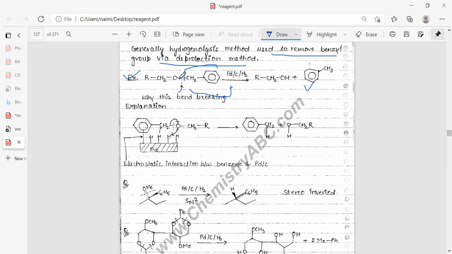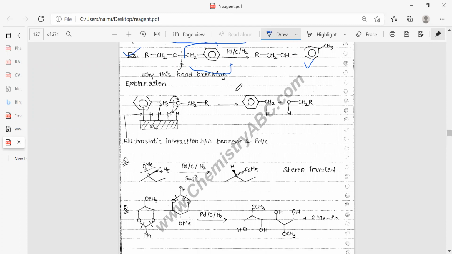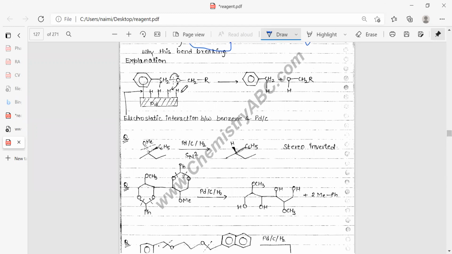Okay, so this C-O bond will very easily deprotect when you use a benzyl group. Benzyl is very important for cleavage of the C-O bond. So explanation, if you see here, this is palladium charcoal. Palladium charcoal is the layer in which hydrogen is present. So addition takes place like that, hydrogen will add from this.